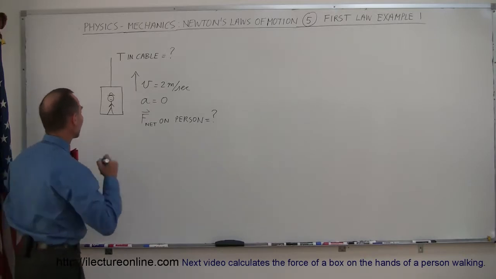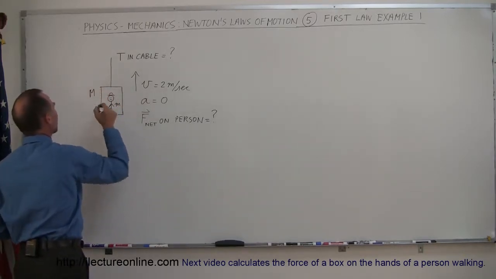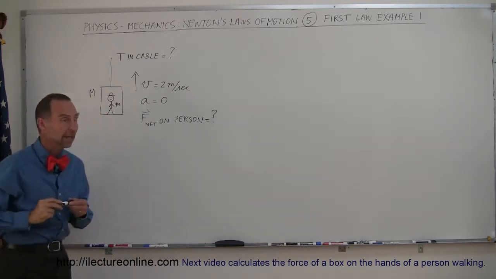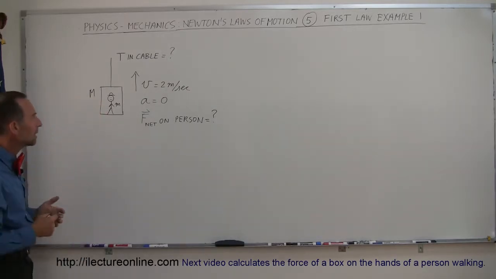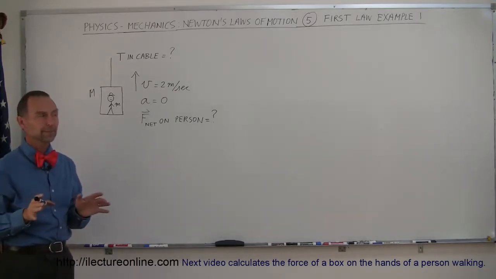And so let's say that the mass of the person is equal to m, and the mass of the car that they ride in is equal to big M. So what would be the force on the person? And it turns out the net force on that person is equal to 0.